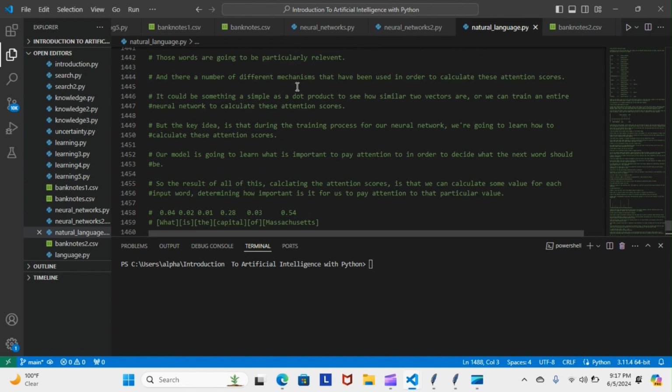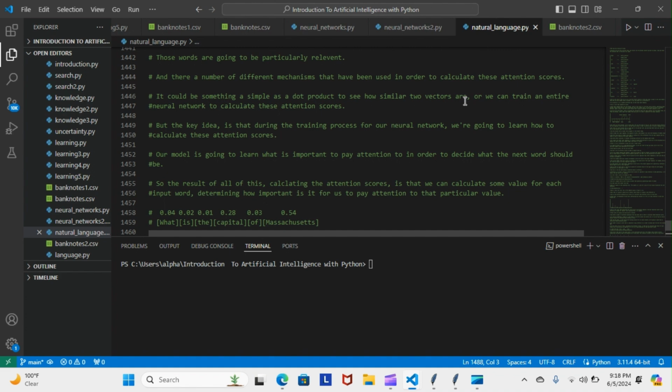And there are a number of different mechanisms that have been used in order to calculate these attention scores. It could be something as simple as a dot product to see how similar two vectors are, or we can train an entire neural network to calculate these attention scores. But the key idea is that during the training process for our neural network, we're going to learn how to calculate these attention scores. Our model is going to learn what is important to pay attention to in order to decide what the next word should be.